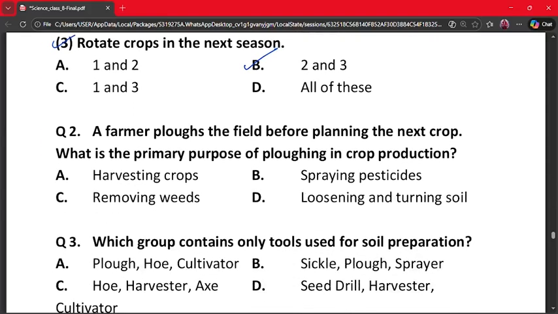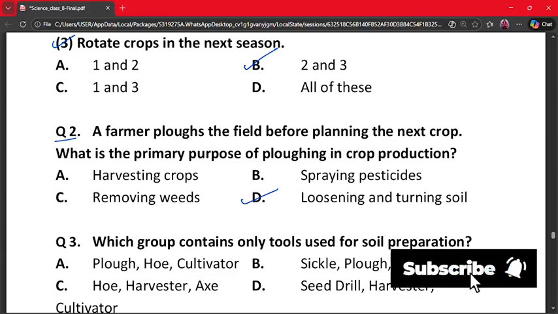Our next question is question number 2. A farmer plows the field before planting the next crop. What is the primary purpose of ploughing in crop production? A. Harvesting crops. B. Spraying pesticides. C. Removing weeds. D. Loosening and turning soil. The correct answer is option D, because ploughing mainly helps in loosening and turning the soil. When soil is loose, roots grow easily and air reaches the microorganisms. So this improves soil fertility. So the correct option is option D.